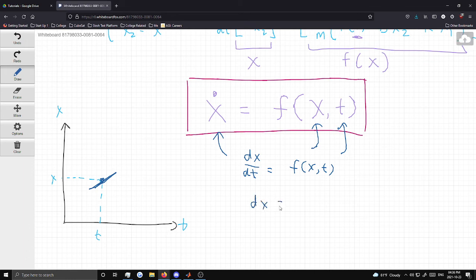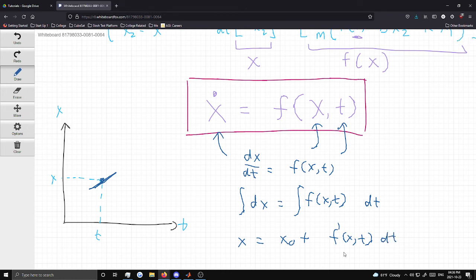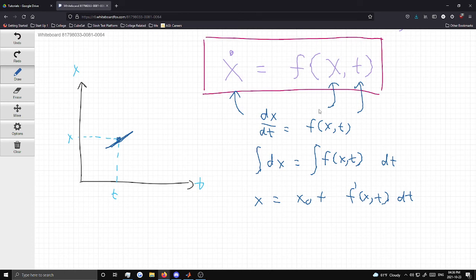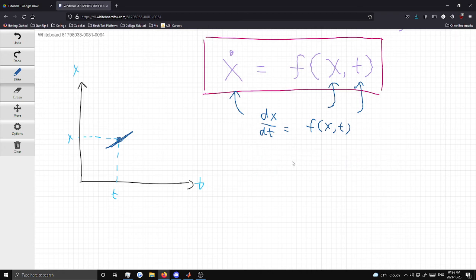Actually, I'll just do it right now. So we can get dx is equal to f of x comma t dt. Take the integral of both sides. Obviously there's a bit of caveats here, but we can get x is equal to x naught plus dt. Sorry, whoops, I made a bit of a mistake. So we would have to take the integral, but I'm making a few errors here, but I will clarify this in the next video. But essentially the form that we pull out of here is that x of the next step is equal to the previous step plus the derivative and the time step that we are taking.